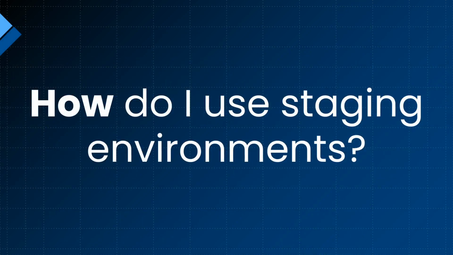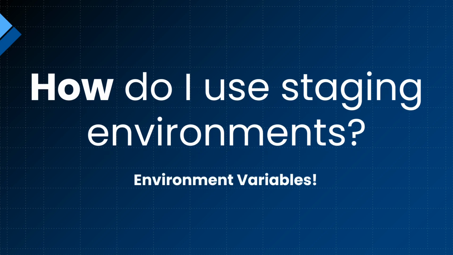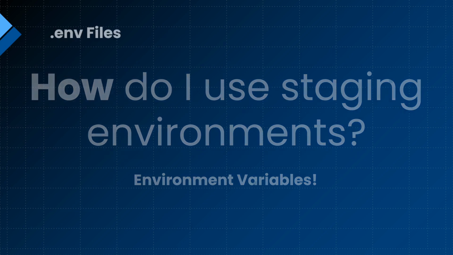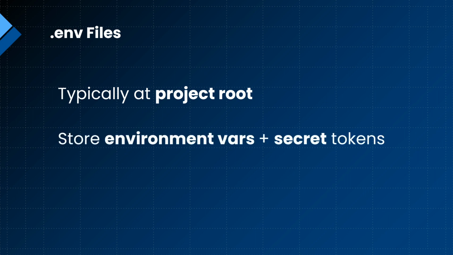Now, how do you use a staging environment? Environment variables. Now, if you guys aren't familiar with environment variables, they're often stored in something called a .env file, and they're typically at the root of your project, although you can have multiple. And they store variables that change depending on the environment that your program is running in. So something that might be different on your development machine as opposed to in production.